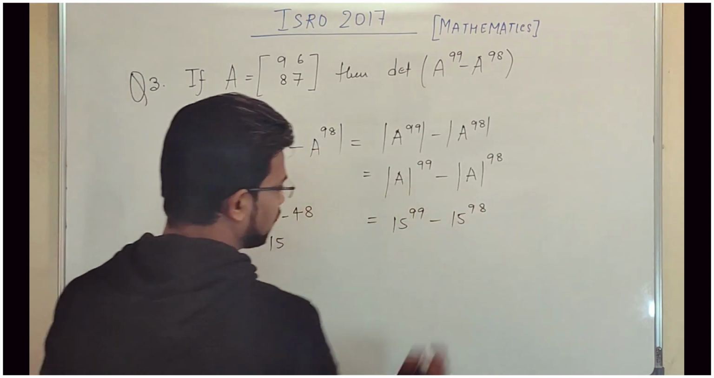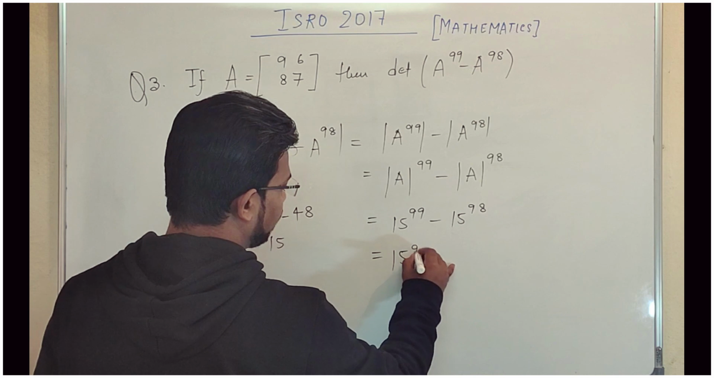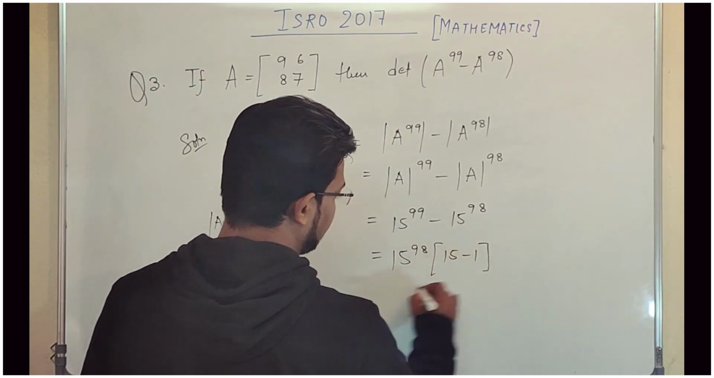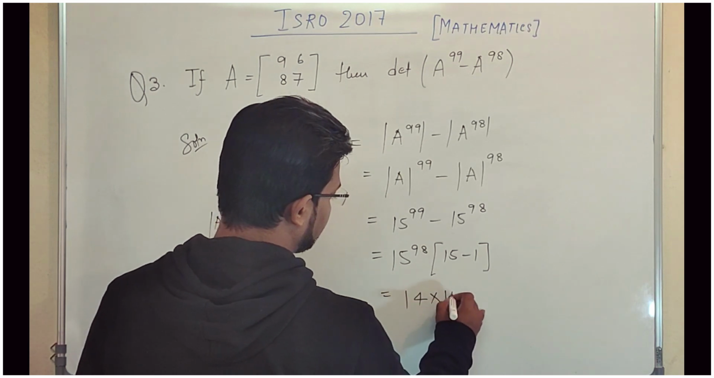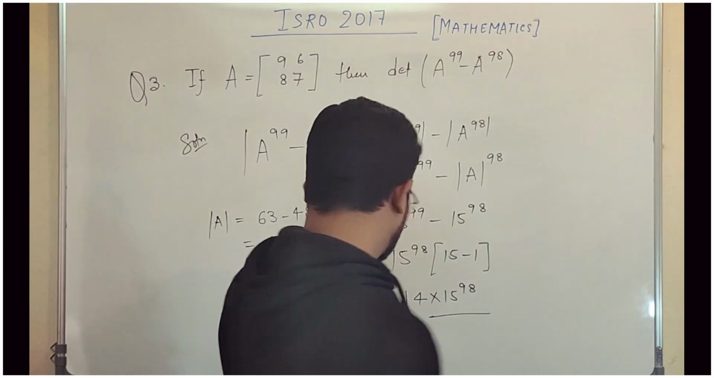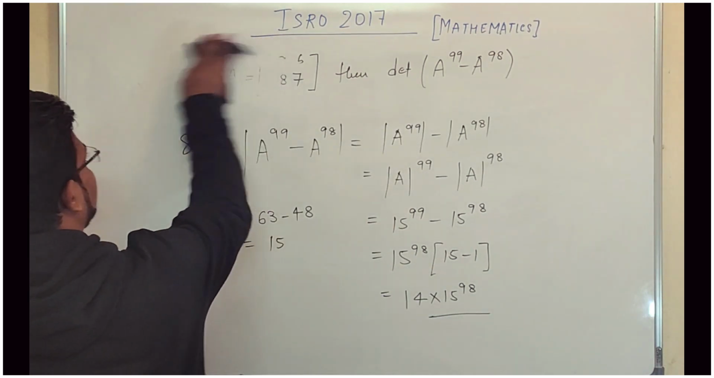power of 98. If you take 15 to the power of 98 as common, this will be 15 minus 1, which is 14 into 15 to the power of 98. This is your answer. Then we have question number 4.